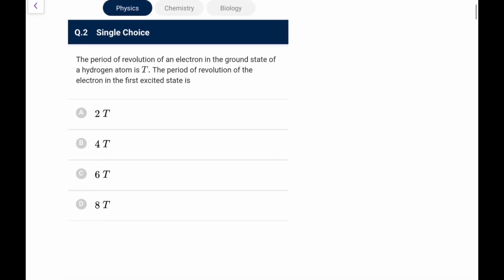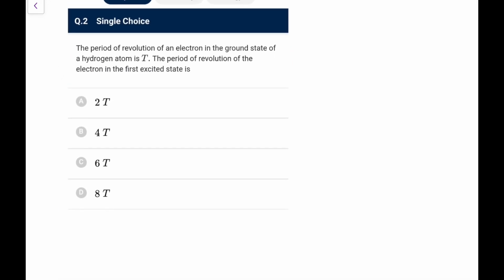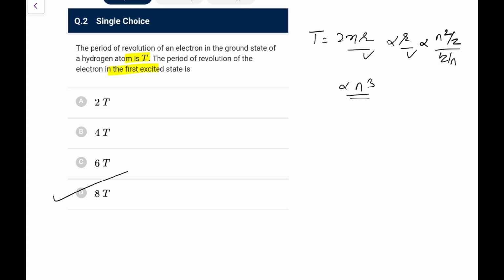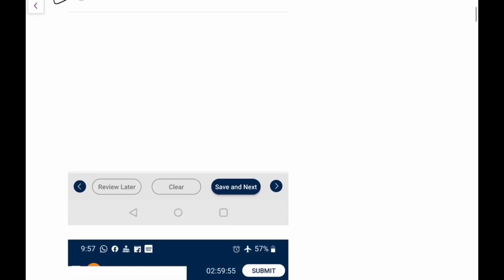Next one: the period of revolution of an electron in the ground state of a hydrogen atom is T. The period of revolution in the first excited state would be? Again, you can say time period is 2 pi r by v, that is proportional to r by v, that is proportional to n square by Z, proportional to Z by n. So it means it is proportional to n cube. So in the first excited state it will become 8T, because n becomes 1 to 2. Directly you can go for 8T here.